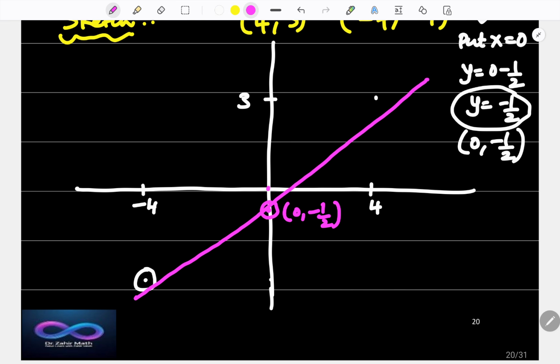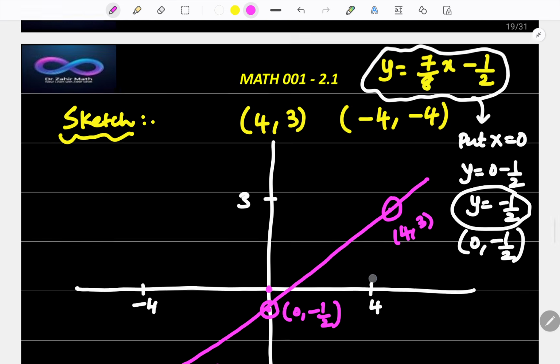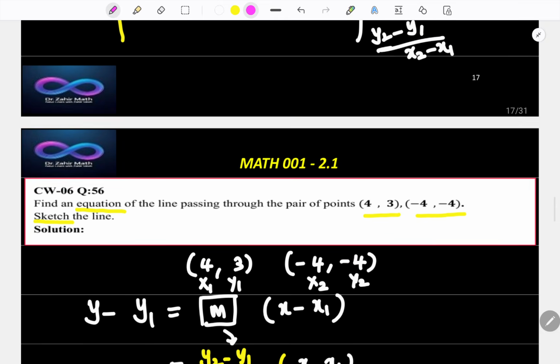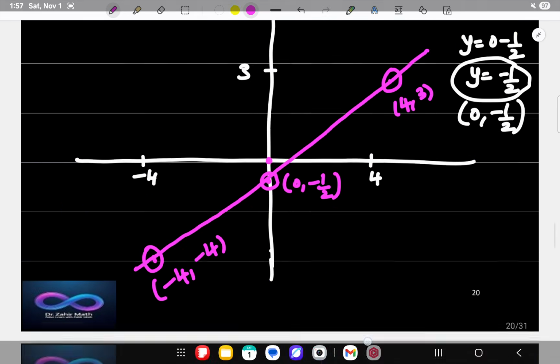Okay, so this one is 4 comma 3, and I can join this point, this point and this point. This is 4 comma 3 and this is negative 4 comma negative 4, right? So in this way you should be very careful. Check whether it is passing through 0 comma 0 or not, because all the other sketches pass through 0 comma 0, but here it is not like that.